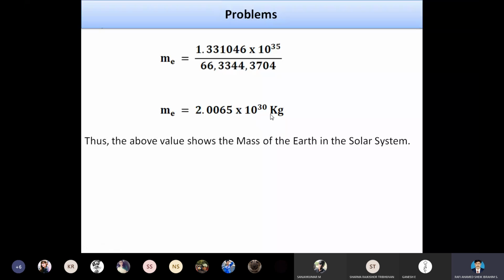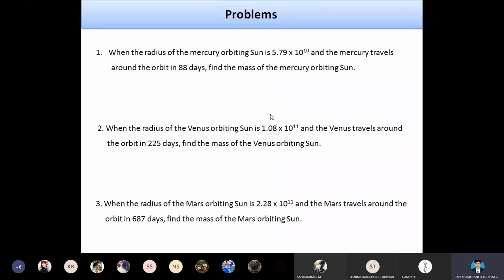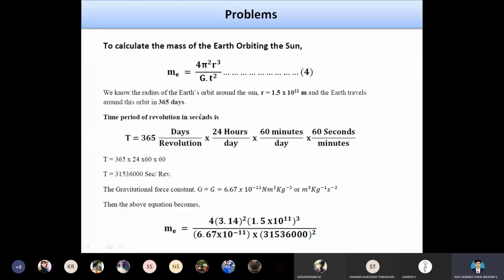So this is an example. Like this, we can find the radius of the Mercury orbiting the Sun. We can find the mass of the Venus orbiting the Sun. We can find the mass of the Mars orbiting the Sun. These are all the examples I have taken, and they follow a similar process as we have seen here.